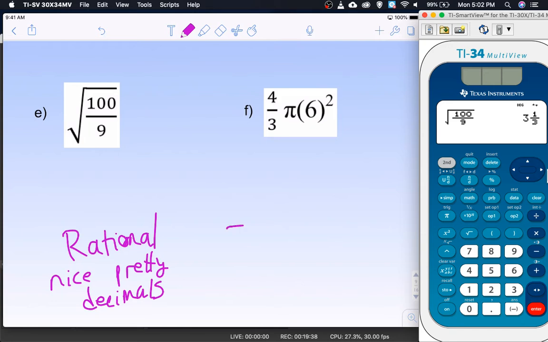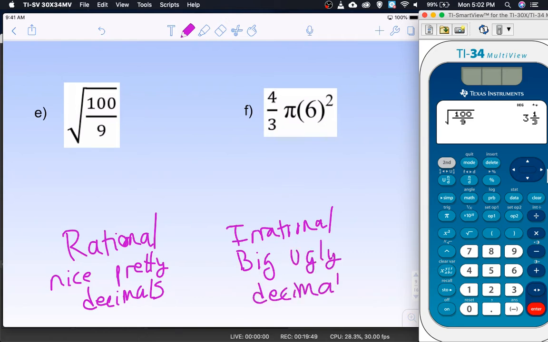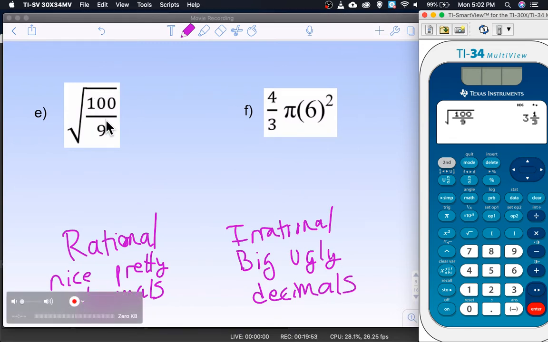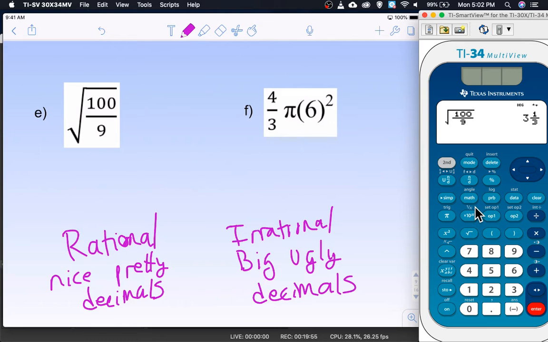Where irrational numbers are usually big, ugly decimals. And I know my handwriting's a little sloppy there, but when I simplified this, we got 3 1/3, which is a decimal. If I hit the little decimal button, it is 3.3 repeated. That's a nice, pretty decimal. That's short. It stops. There's nothing terribly ugly about it.